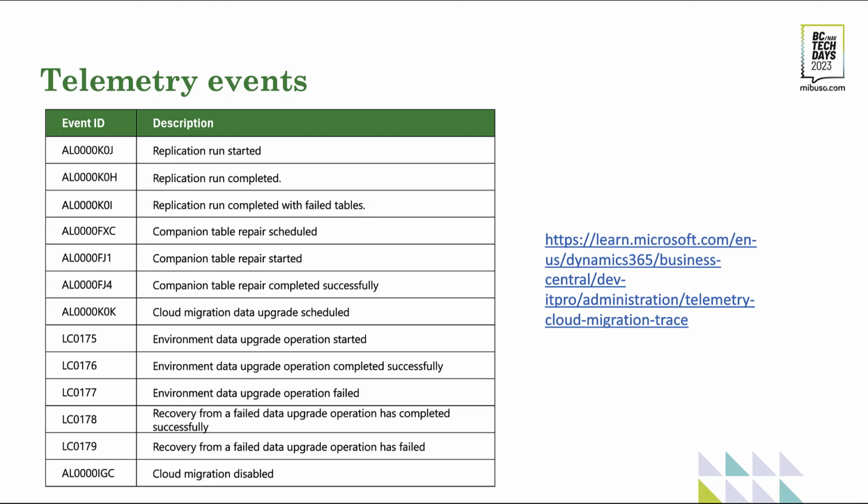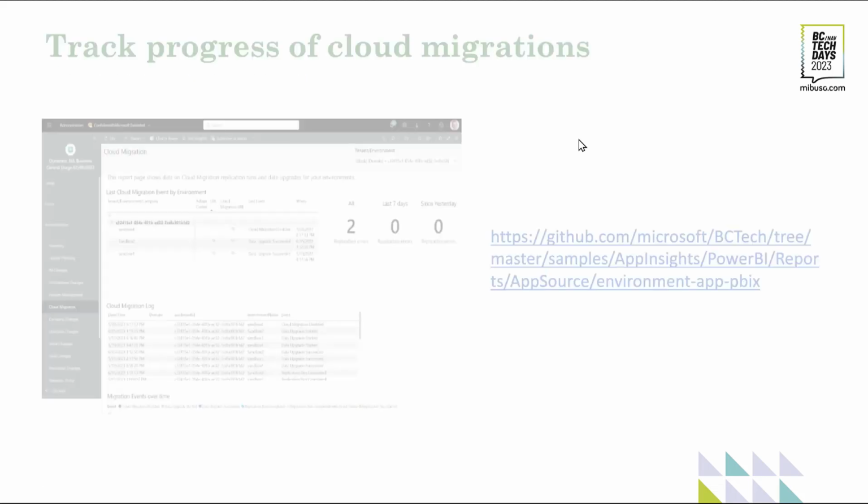So you can get notified whenever the replication run is started, most importantly when it completes, and if it completed successfully. Then for companion tables, you can get the telemetry if it was started and completed, because in some cases it would throw errors. Then you can also get the status of the upgrade events, and in case it failed, whether the recovery was completed successfully. And for completeness' sake, we are also tracking when you have disabled the cloud migration.